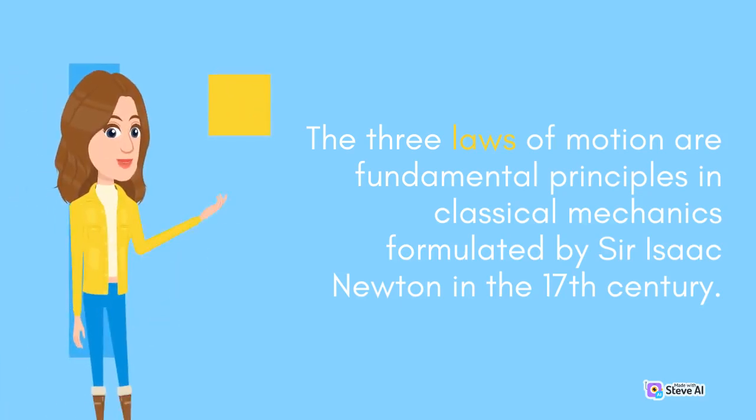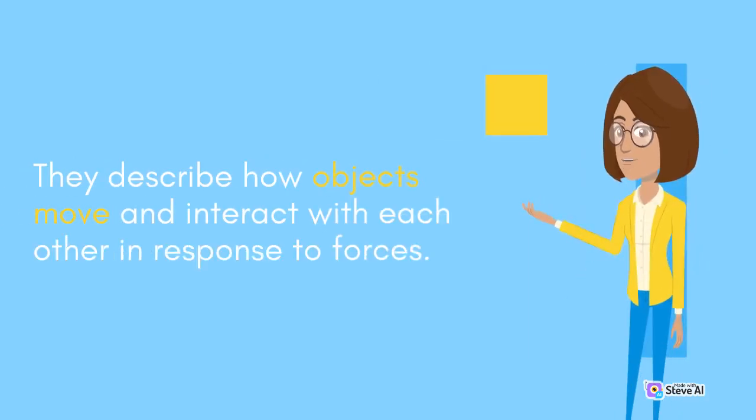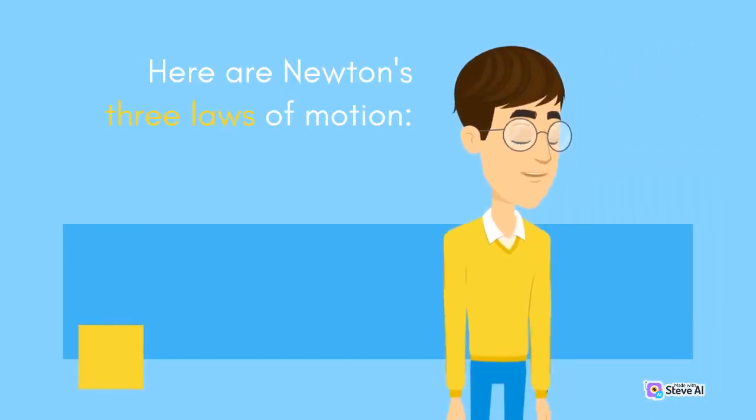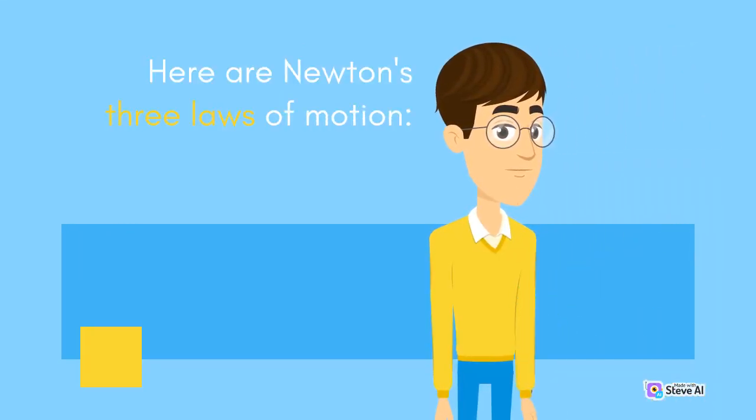The three laws of motion are fundamental principles in classical mechanics formulated by Sir Isaac Newton in the 17th century. They describe how objects move and interact with each other in response to forces. Here are Newton's three laws of motion.